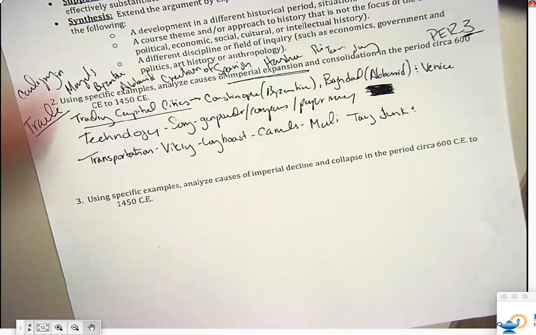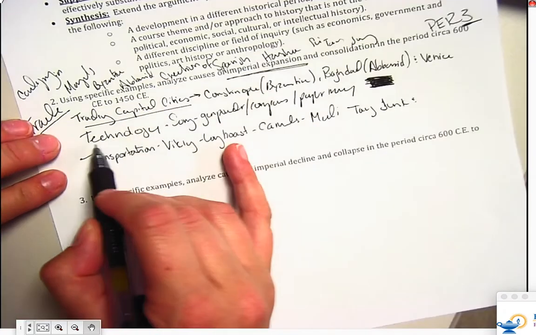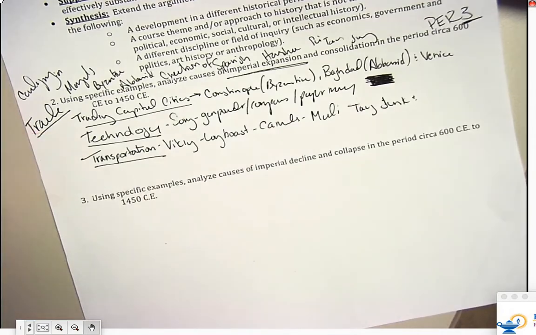So, when we're talking about using specific examples, analyze the causes of imperial expansions and consolidations, period 600 to 1450. So, we got trading capital cities, technology, and transportation. Okay? By sitting here and brainstorming, those sound pretty good. Would you agree? Okay. So, here we go. Take out your piece of paper.